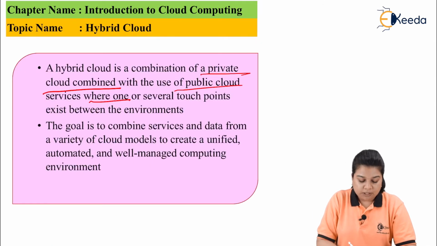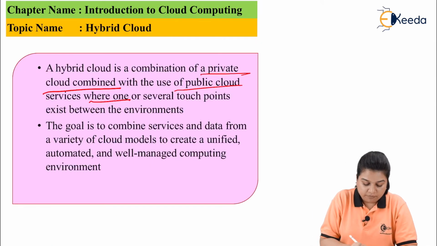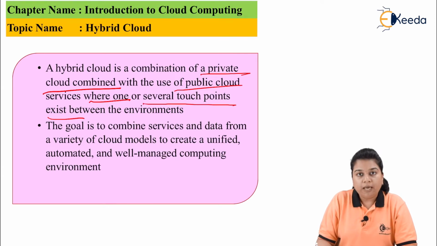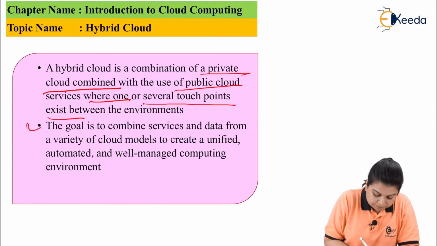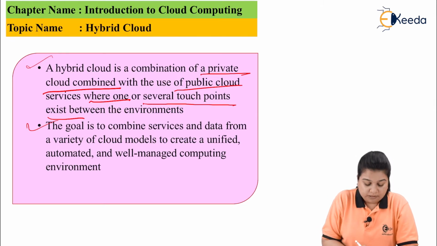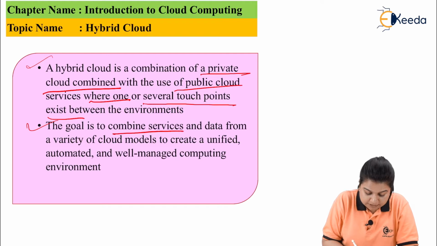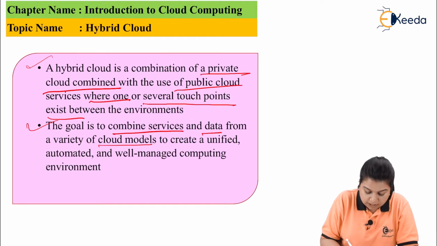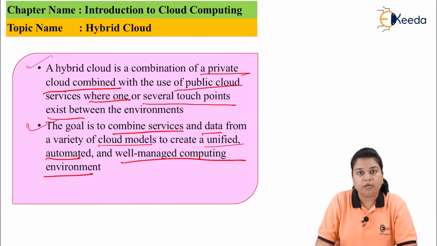A hybrid cloud is a private cloud combined with the use of public cloud services, where one or several touch points exist between the environments. Another point here is the goal is to combine services and data from a variety of cloud models to create a unified, automated, and well-managed computing environment.